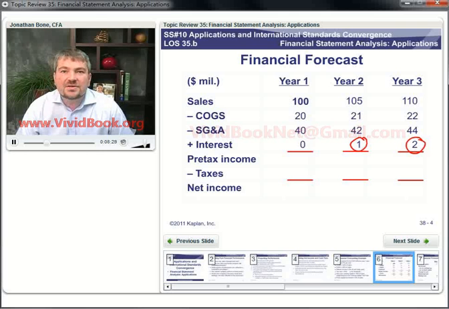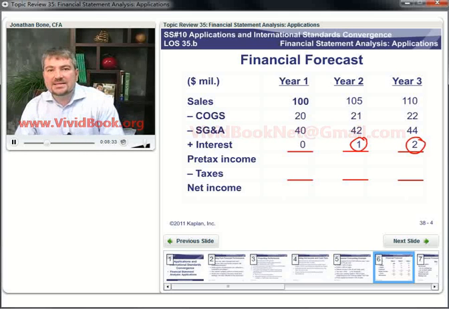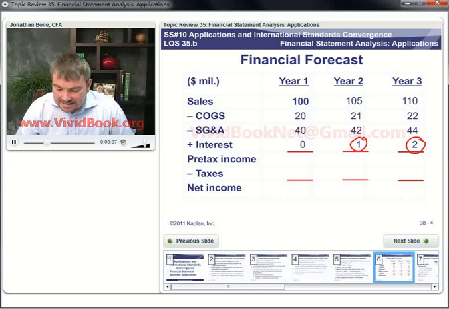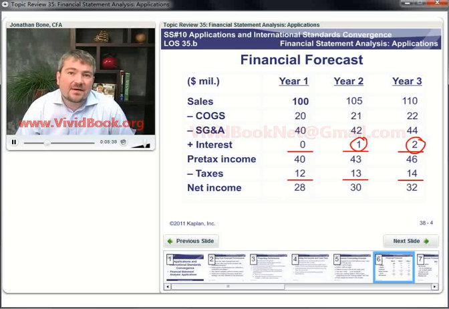So let's finish off year 1. Let's work out our pre-tax income. 100 less 60 is going to be 40. And then we can work out our taxes. Our taxes is a fixed rate of 30%. So 30% of 40 gives us 12, taking us to our net income of 28.